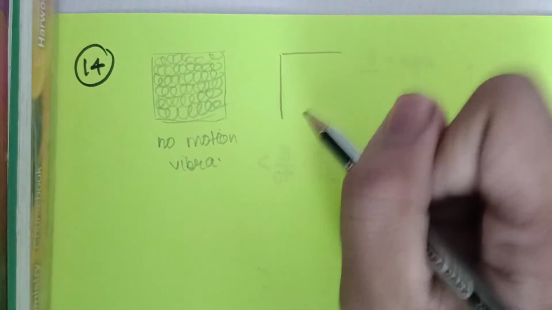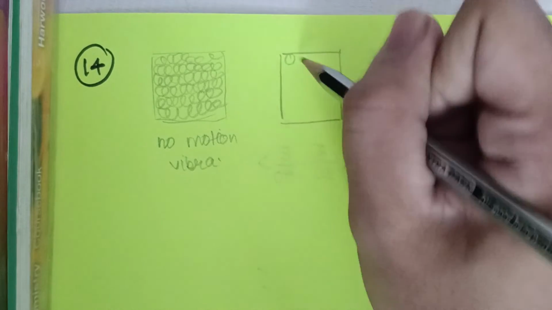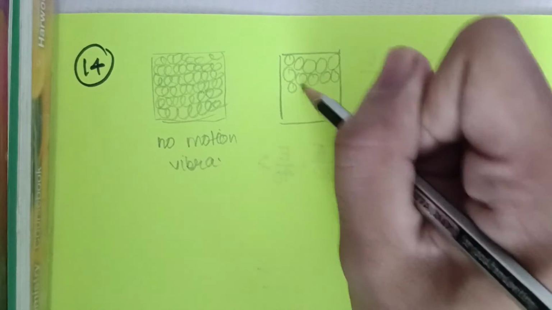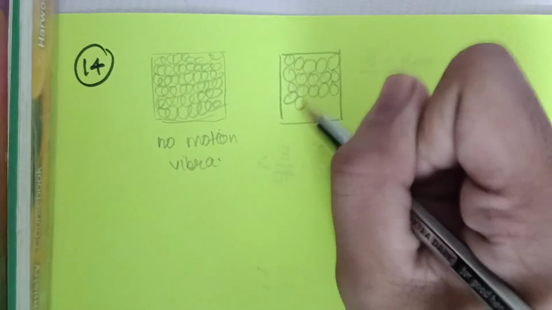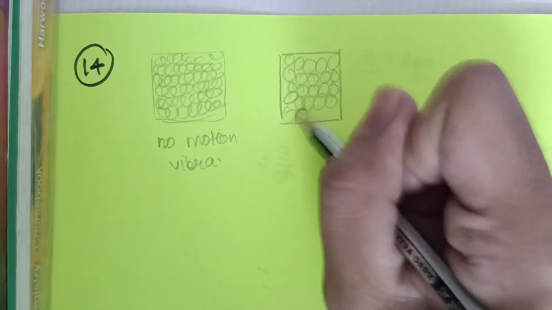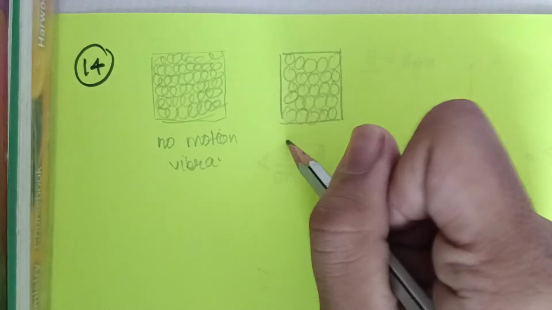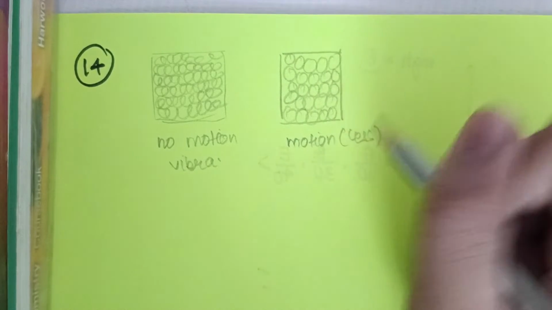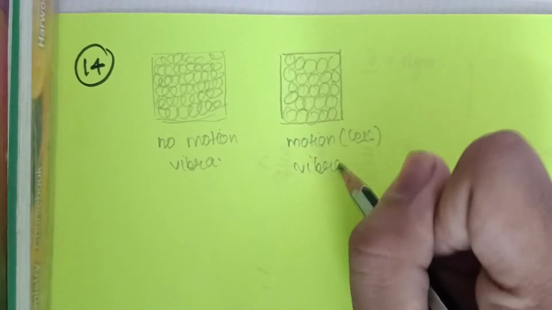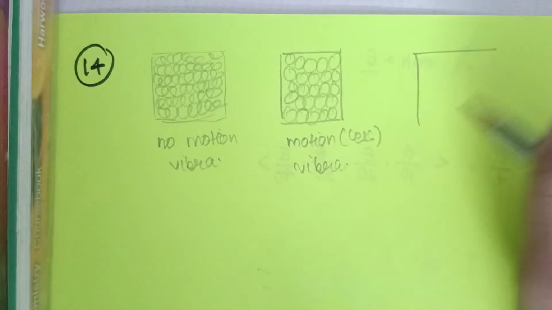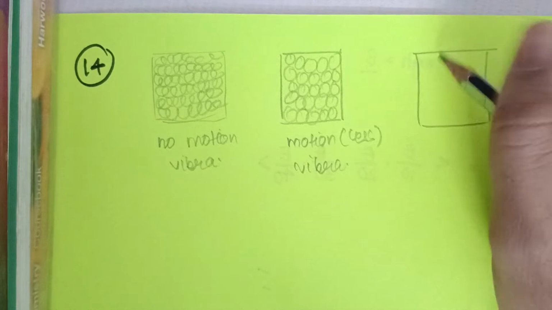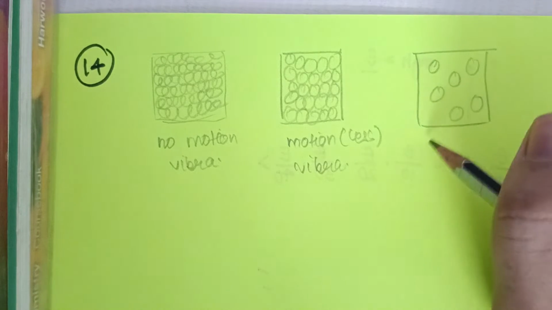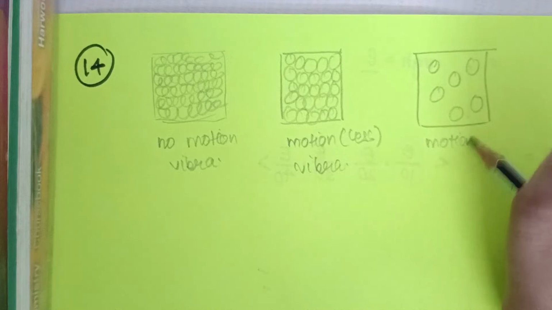For liquids, the molecules are a bit apart, so maybe like this. They still touch, but they are apart so that they can also flow. That is something you must have learned. In liquids, the molecules can flow, so there is motion. There is less motion, but there is motion. There is also vibration. In gases, obviously the molecules vibrate. The molecules always vibrate, but they are so far apart that the motion is very high.